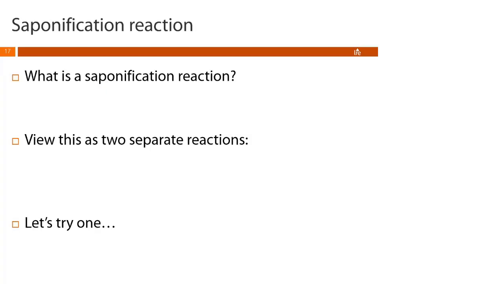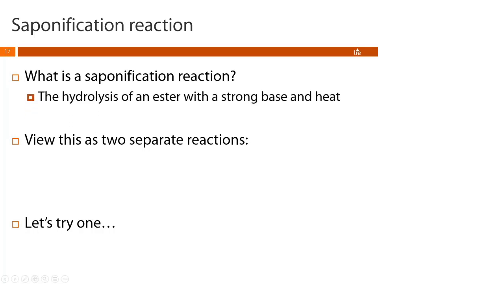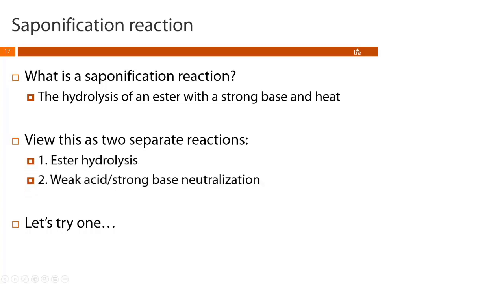Okay, so another common reaction that we can do with esters, and this is one that you're going to do in a lab later this semester, is the saponification reaction. So a saponification reaction is where we hydrolyze an ester using a strong base and heat. And I want you to view this reaction as a combination of 2 separate reactions. First, we're going to perform an ester hydrolysis. Second, we're going to perform a weak acid strong base neutralization reaction like you learned about in the previous video.